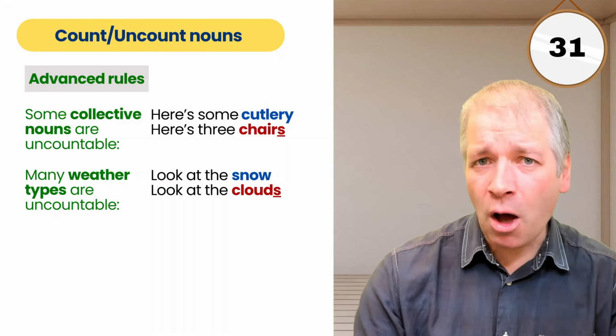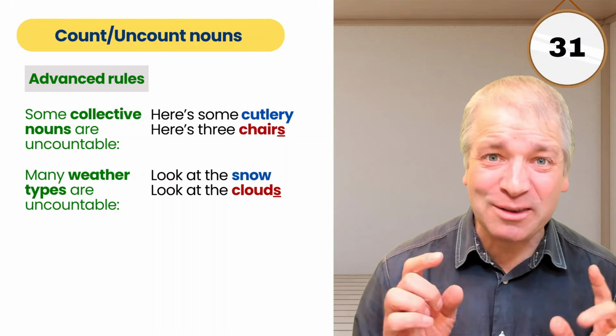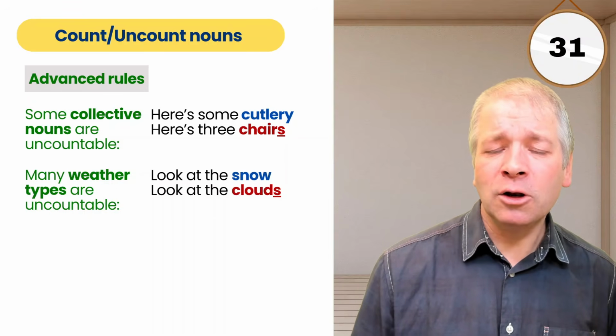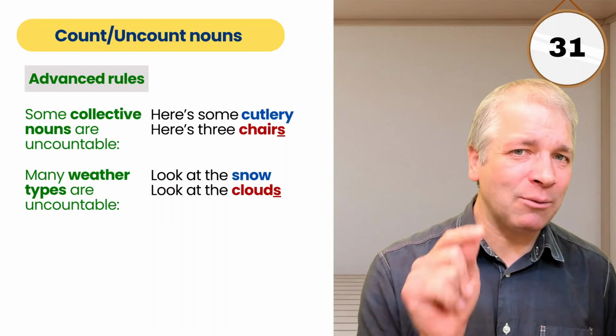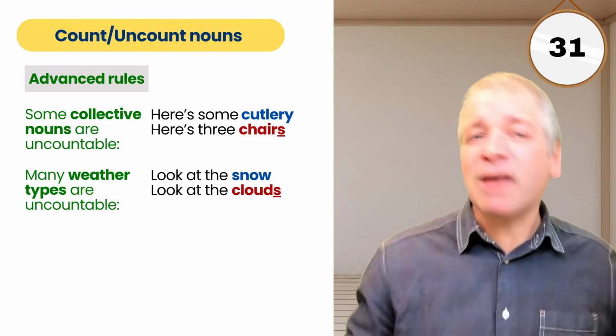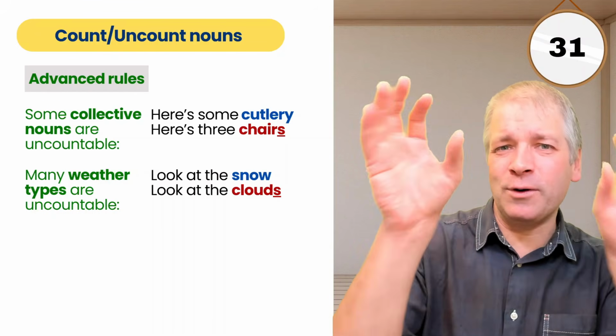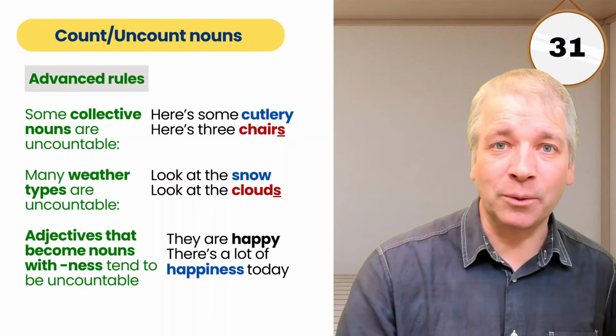So look at the snow. We'd never say look at the 1,000 snows. Just look at the snow. But look at the clouds. Now, we can count clouds if they are individual in the sky. If the whole sky is covered in cloud, then no, it's uncountable. But if we just have different clouds, then it is countable.